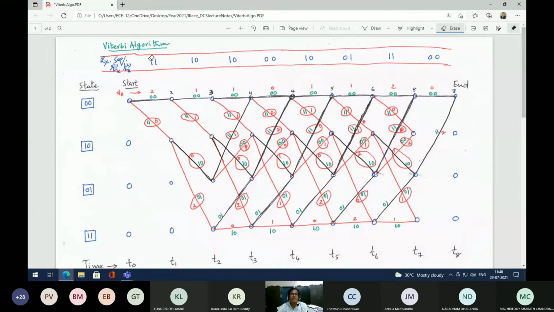Now you have to compare this 1, 1 and this 1, 1, because always the received sequence is compared with the respective outputs of the branch. So 1, 1, there is no distance, so I am making it 0. In order to have clarity, I just made a circle here to make you understand. You did not do that, but I am just doing it for your convenience.